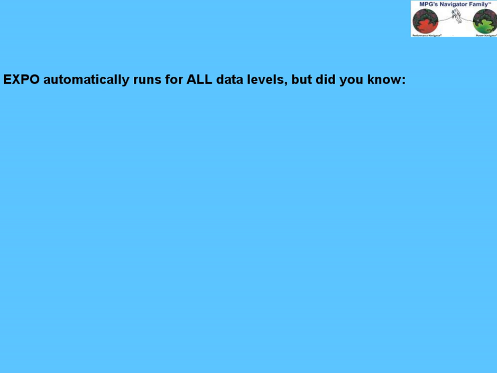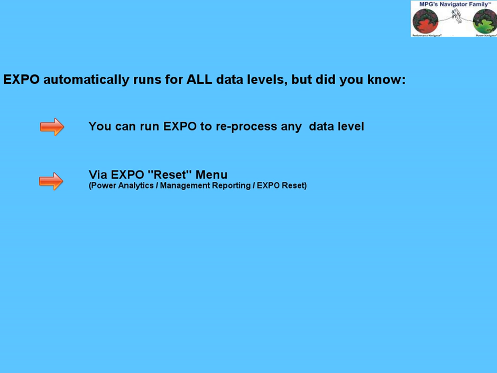EXPO automatically runs for all data levels. But did you know that if you had a problem with one system and you needed to rerun EXPO for a certain data level, you can rerun EXPO for that data level? You can do that via the EXPO Reset menu, which is under the Power Analytics Management Reporting EXPO Reset command. And we'll show that to you in a bit.